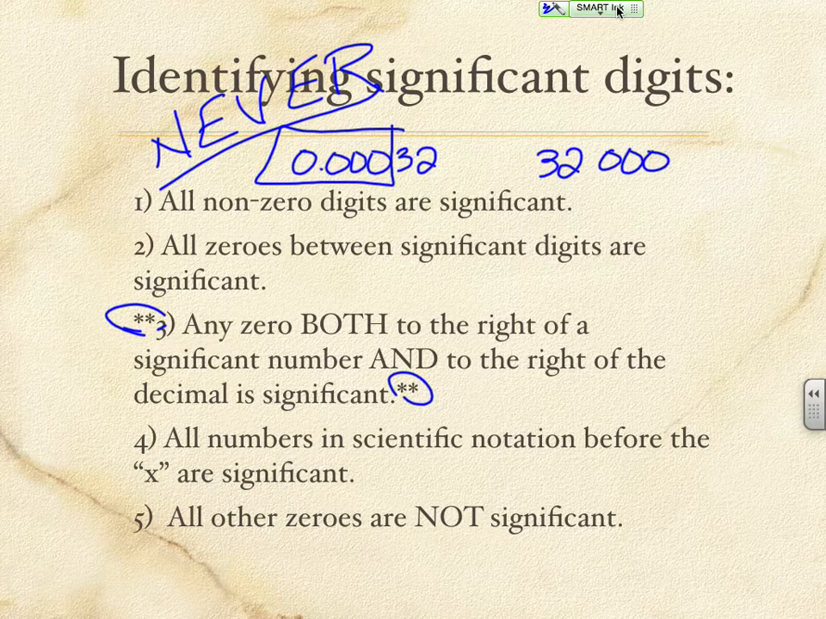On the other hand, we look at this one and we say, well, zeros at the end. Zeros at the end, it depends. This is the one that we have to look at. This one we never have to think about because they never count. This one, we look for a decimal. If you do see a decimal, it does count. If you don't see a decimal, it doesn't count.